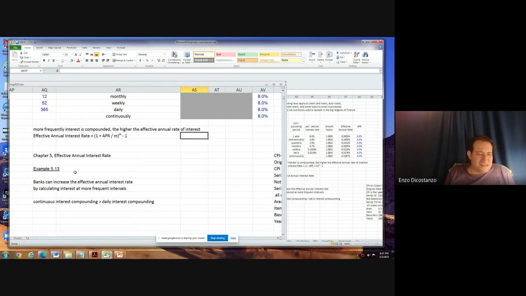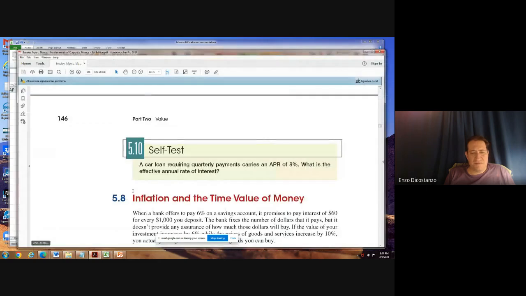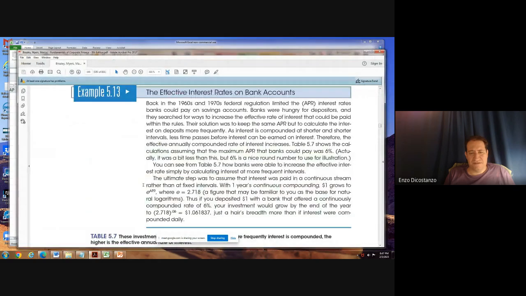This other example, I don't know if this is cut off from somewhere. It says continuous interest compounding is bigger than daily. Okay, I was looking for where that problem was somewhere. No, okay, I think it's just this. Yeah, it's just the answer to this one.